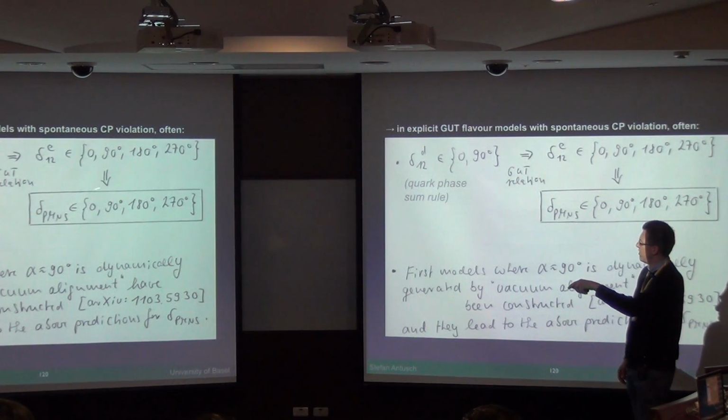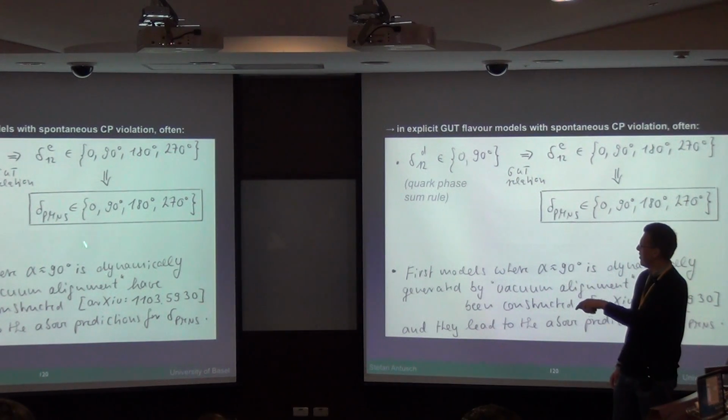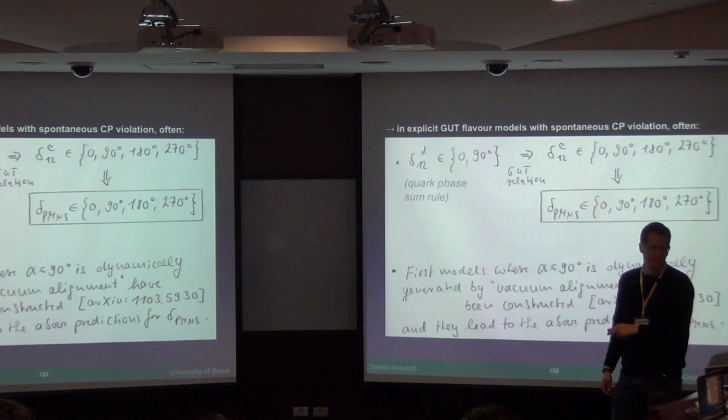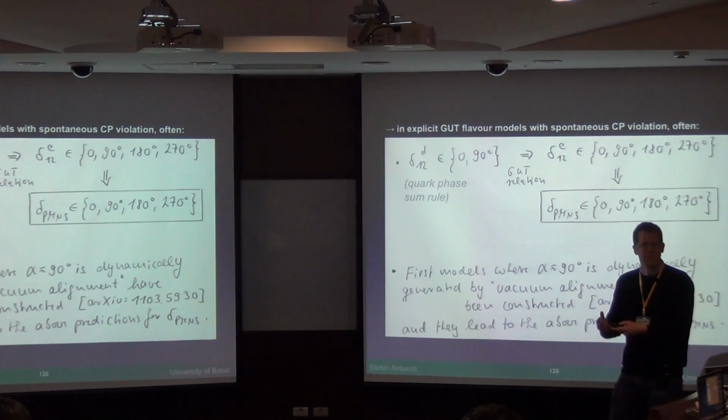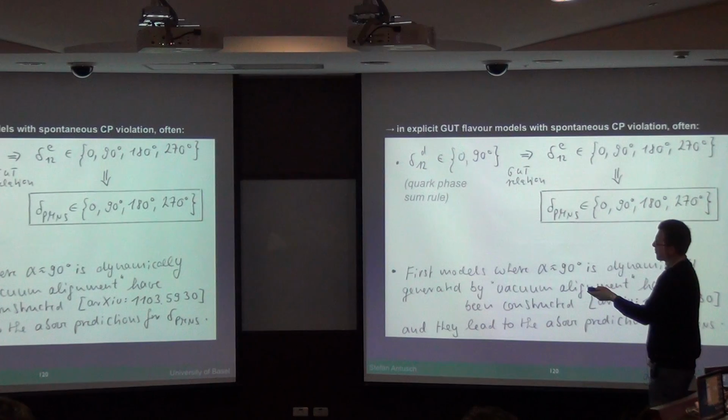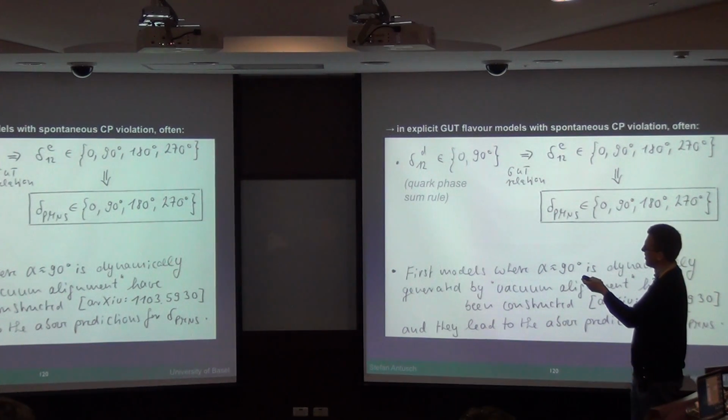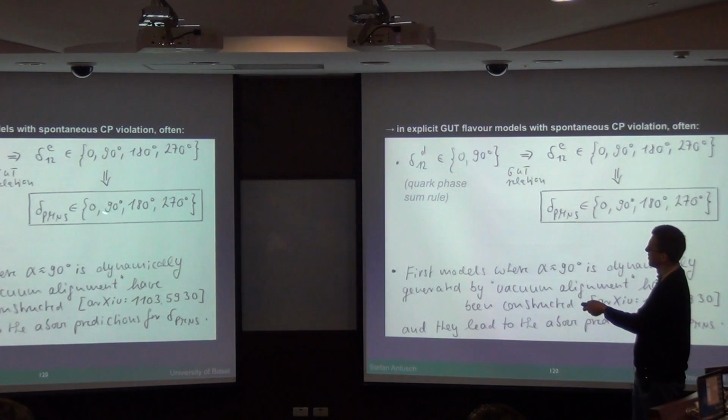So these kinds of things, which have been realized in various models, can also just be a prediction of your flavor models. So it can work nicely together with the quark phase rule and this kind of Leffler mixing rule, so that you have the right combination here of these phases, the specific values like 90 or 270 degrees.